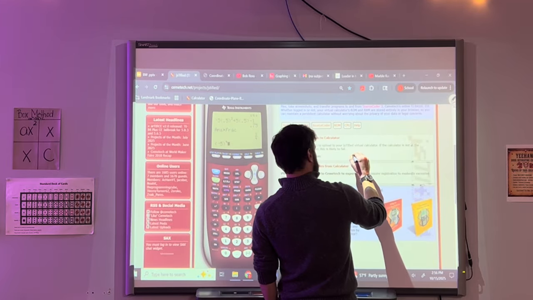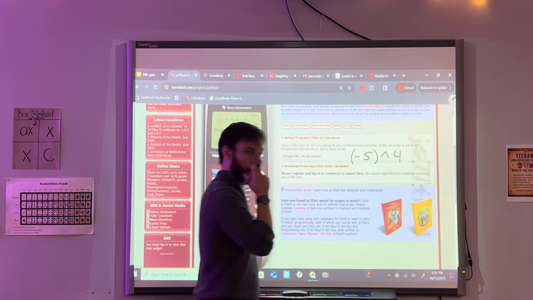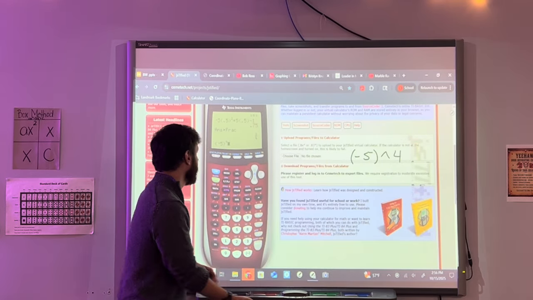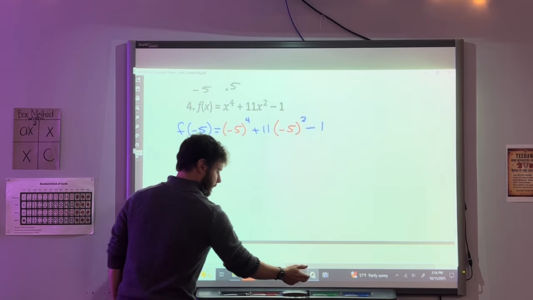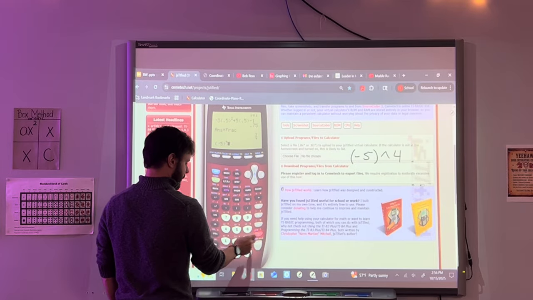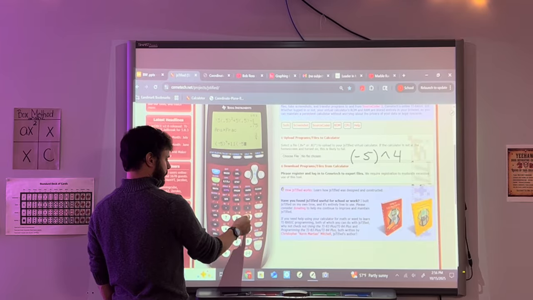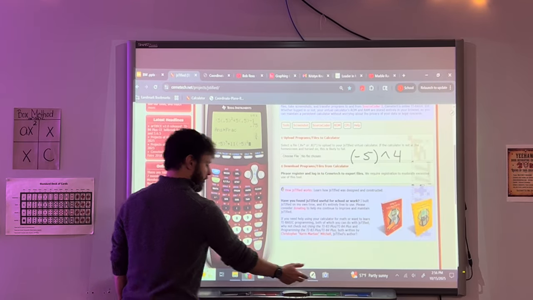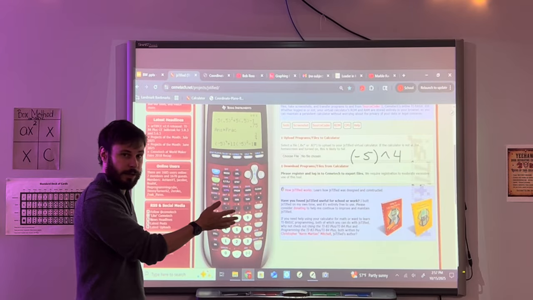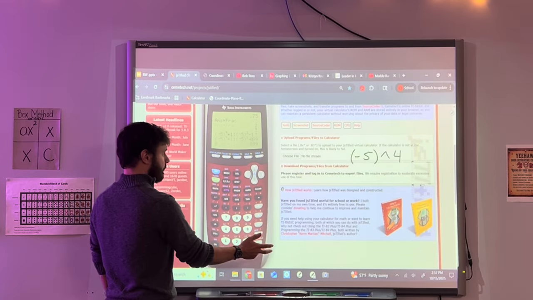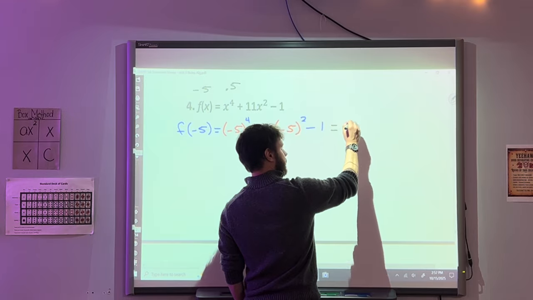Okay, it might look like this. -5, up arrow, 4. Totally fine. All right, let's finish the rest of it. Plus 11, parenthesis, -5. This one is being squared, and I think it was -1. Just like that, parenthesis and all. 899. Okay, sure, why not? Could be anything.